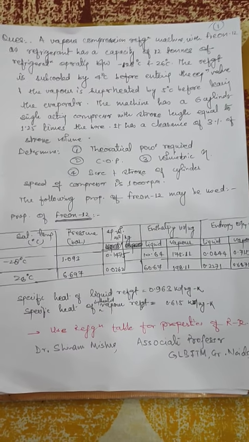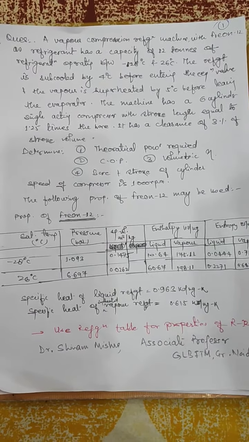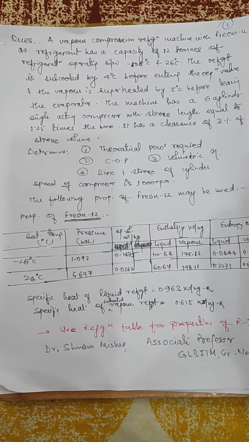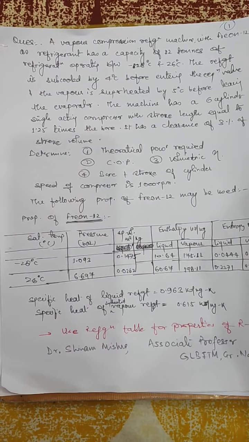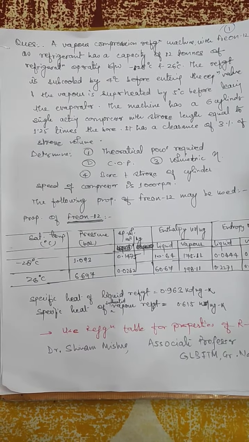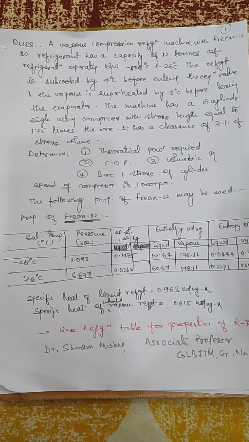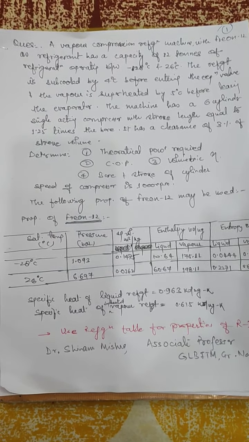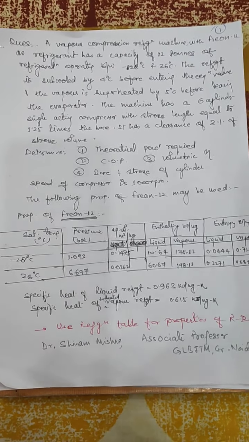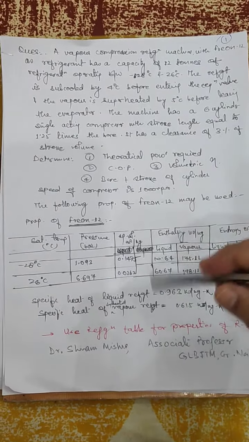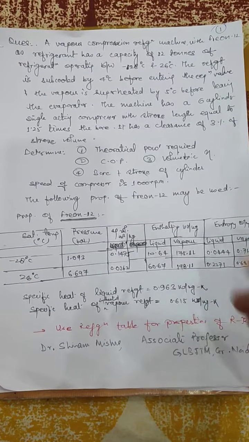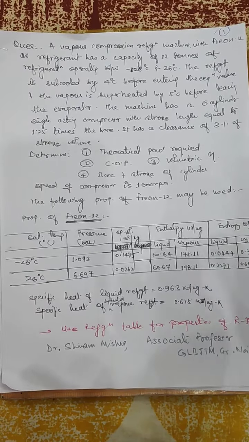Before solving these numerical problems you must have the basic information about the enthalpy calculation as well as the entropy calculation within the vapor dome or outside the vapor dome, that is the subcooled region or the superheated region. Also you must have the refrigeration table before starting to solve these numerical problems. So the properties of Freon 12 are given here. You can also read them from the refrigeration table.